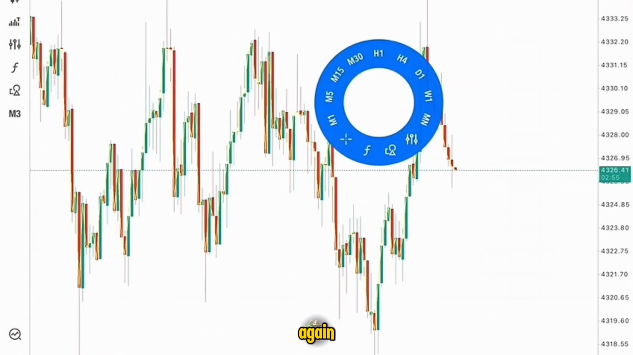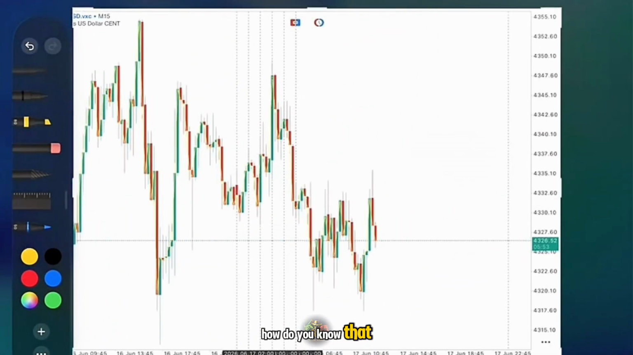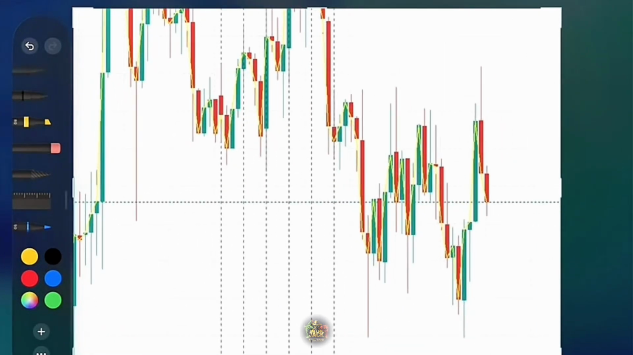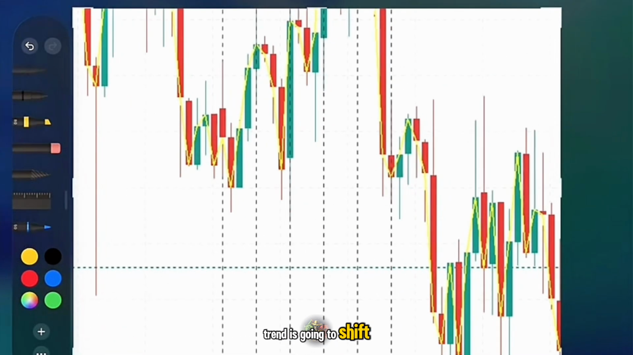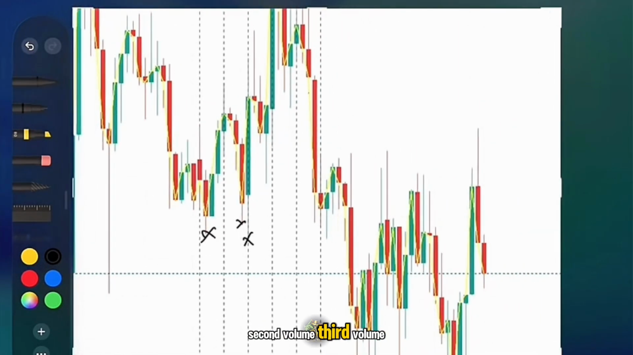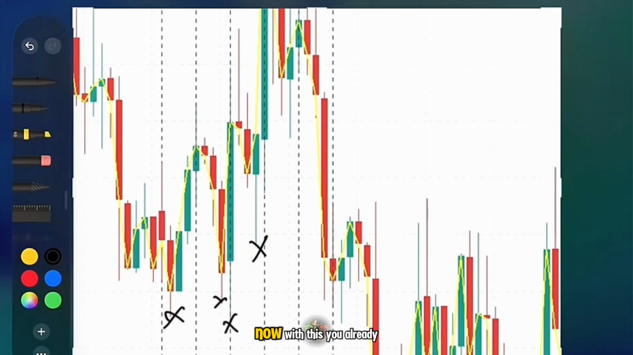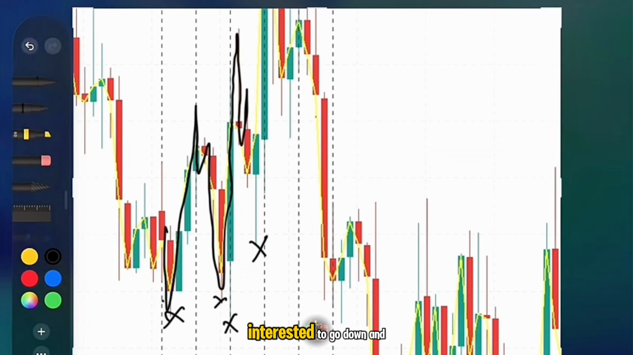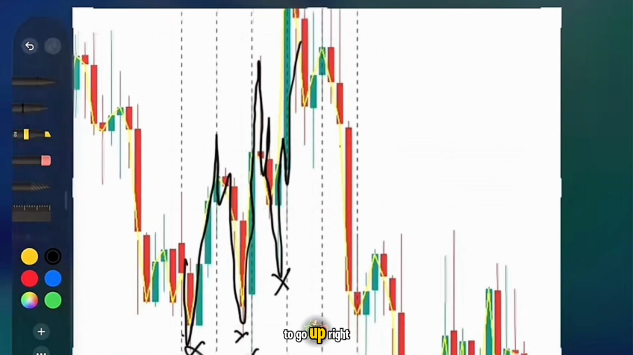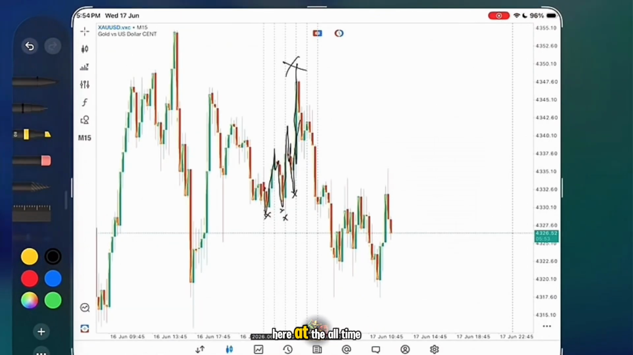Let me go to M5 again. Now, how do you know that the trend is going to go down? Basically, how do you know the trend is going to shift? It's simple. First volume, second volume, third volume. Okay? Now, with this, you already know that the market is currently interested to go down and to go up, right? Now, once price reached this level here at the all-time top, after this, you can see a bearish movement.